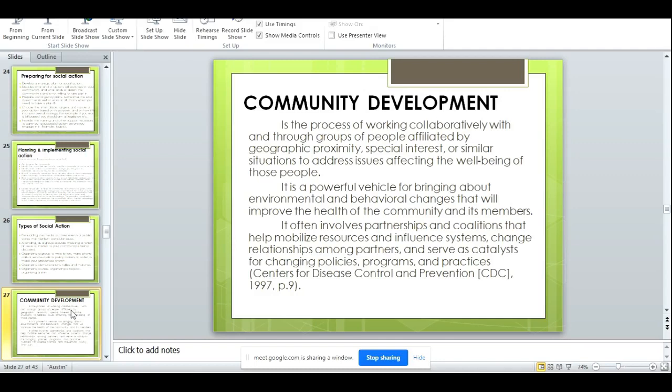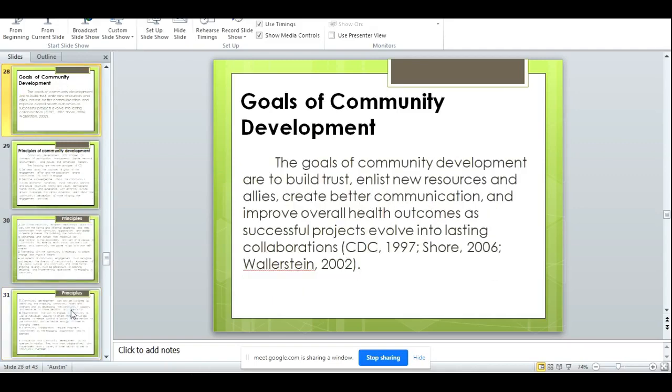partnerships and coalitions that help mobilize resources and influence system change, relationships among partners, and serve as a catalyst for changing policies, programs, and practices. So this was said by the Centers for Disease Control and Prevention, CDC in the US, 1997. So what are the goals of community development?